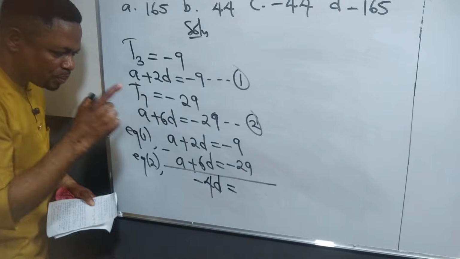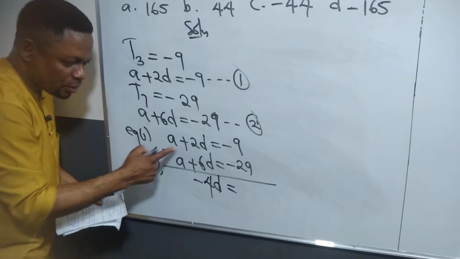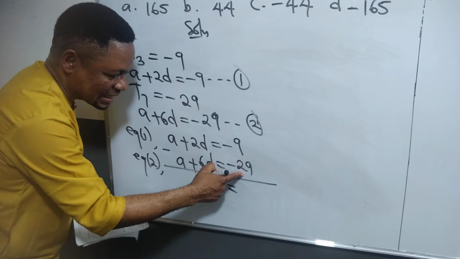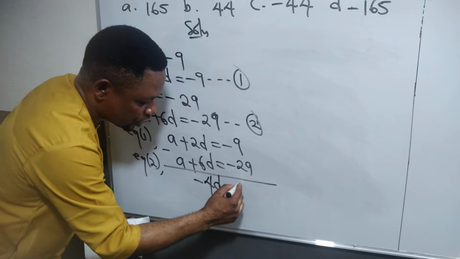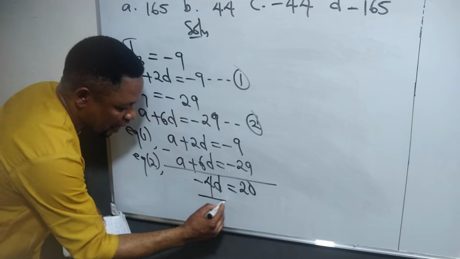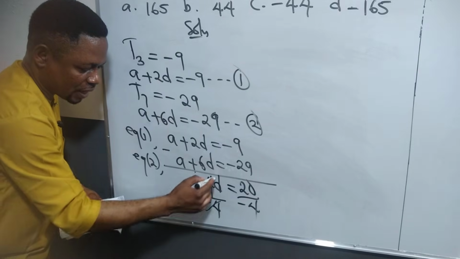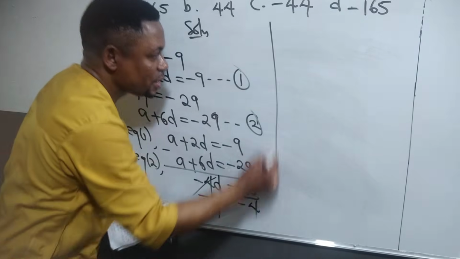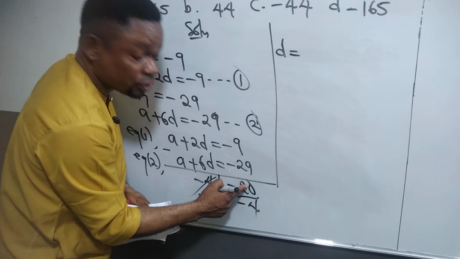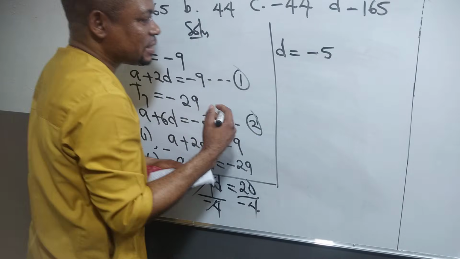Are you there? Then be careful here. Minus 9 minus minus. Minus minus is what? Plus. Then minus 9 plus 29 will give us what? 20. Then make this subject of the formula. Divide this by minus 4. Divide this by minus 4. So that minus 4 can cancel minus 4. It means that the common difference, which is D, is now 4 can go into 20. How many times? 5 times. And it becomes minus 5. That is the common difference.